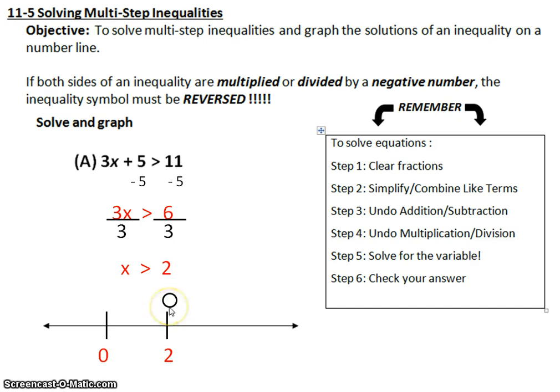Now I want to point the arrow from this circle either to the right or to the left, but I want it to point at all the solutions to this inequality. So let's put 0 in. For x, is 0 greater than 2? It is not, so I do not want to point the arrow to the left, I want to point it to the right.